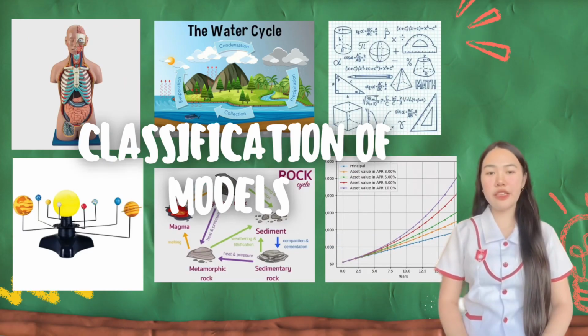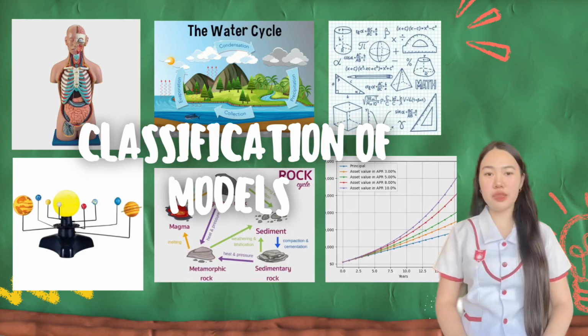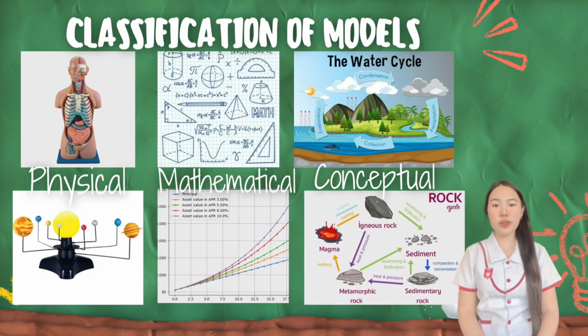So I have here the examples of models. It is the classification of models. Do you know what are those? Very good. It is a human and solar system model. These too are classified as physical models. How about the second two pictures? It's a graph, ma'am. Very good. And these are mathematical models.